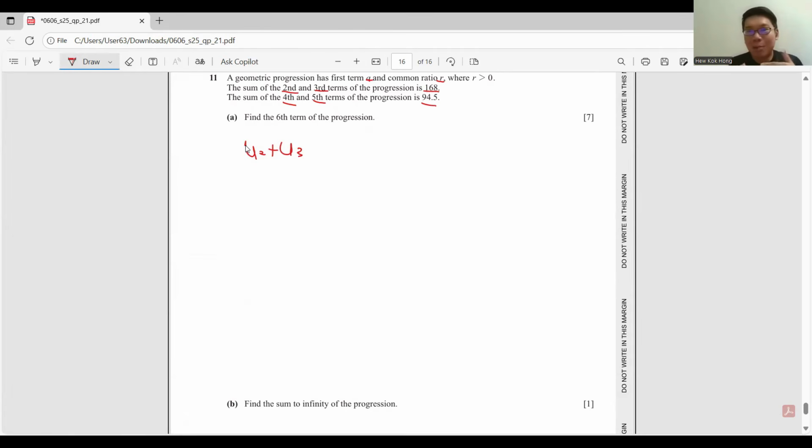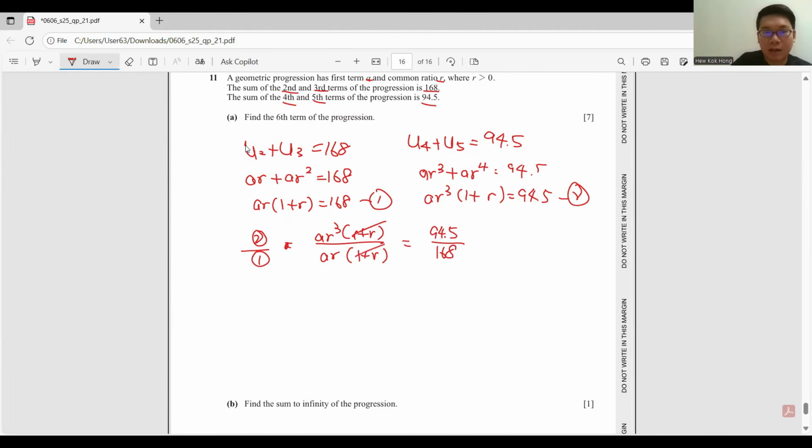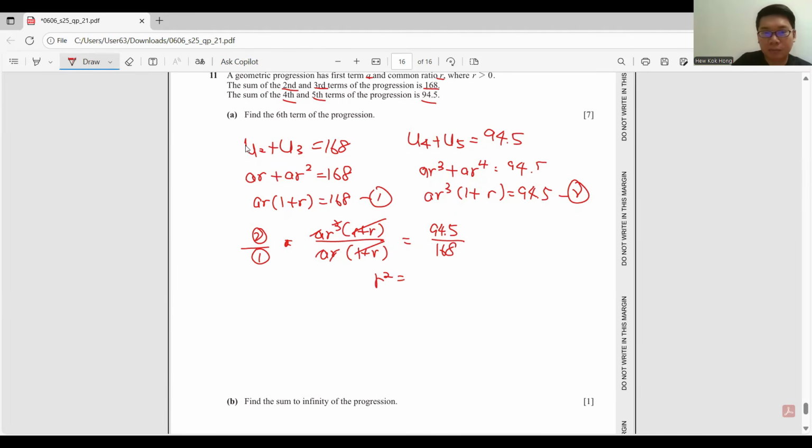Usually if you have the sum of two or three terms, you can directly add the terms together instead of using the S equation. Factorize AR, factorize AR cubed. I use the more complicated one divided by the less complicated one. Cut. R is 3 over 4, and R is more than 0, so don't give me the negative value.